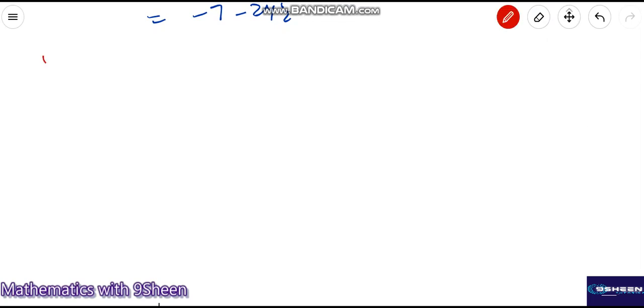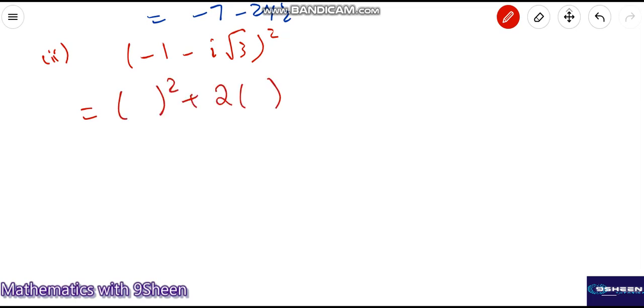Start second part. The second part is (-1 - iota root 3) square. It's your A, it's your B. Now apply the formula. What is this? A square plus 2ab plus b square, right? Your A is minus 1, your B is minus iota root 3.